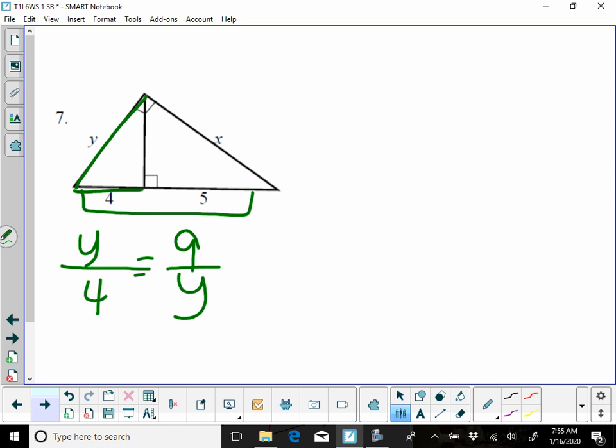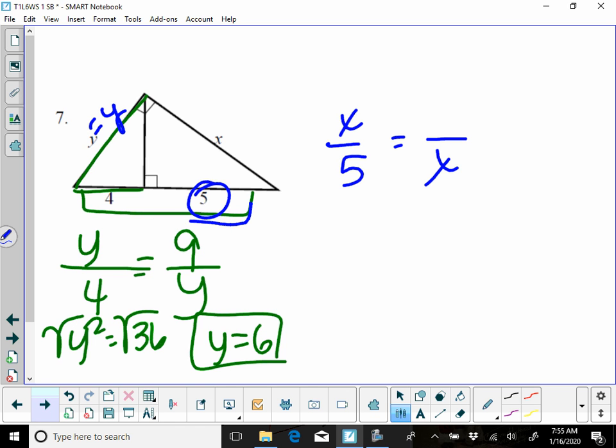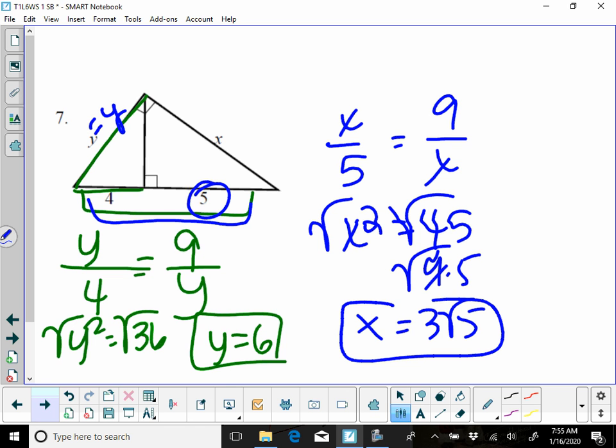Okay, and this is number 7. I did skip number 6 in there, so make sure you're with me. Now when I cross multiply, I get that y squared equals 36, so therefore y is going to equal 6. Now you can do the same formula, leg up, leg down. This is your hypotenuse piece, and still 9 is your hypotenuse, and you still cross multiply. And you get 3 radical 5.